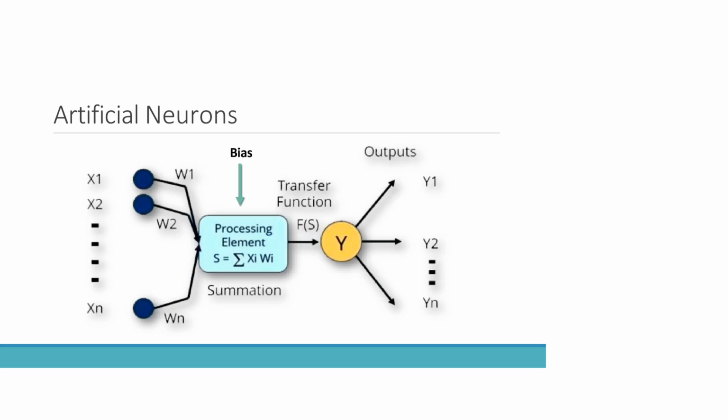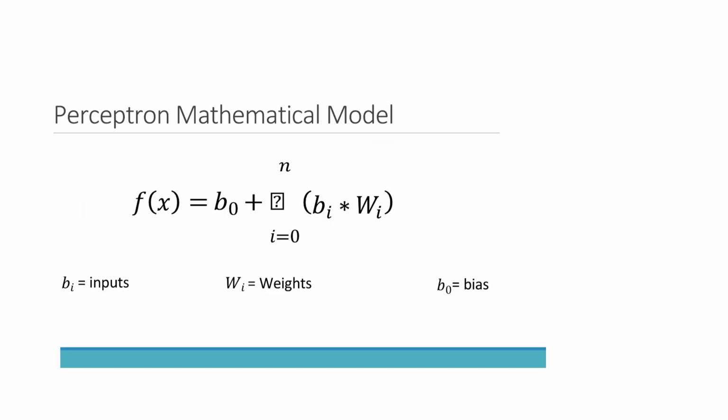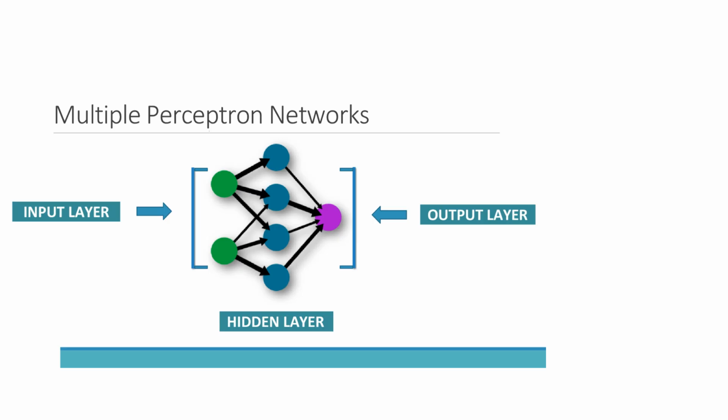The processing element calculates the sum, applies a bias, and uses a transfer function to produce outputs, Y. The perceptron mathematical model calculates the output f of x by summing the product of inputs and weights and adding a bias. Multiple perceptron networks are structured with an input layer, one or more hidden layers, and an output layer.